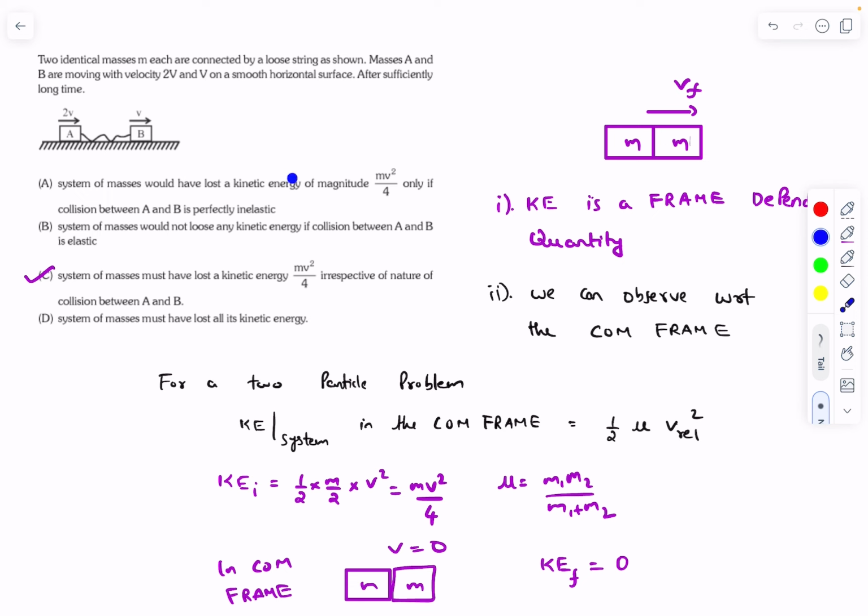And also option A will be wrong, because here they're saying the system will lose kinetic energy of mv square by 4 only if it is a perfectly inelastic collision. That's not true. That makes it wrong. Okay, so that was the discussion for this question.